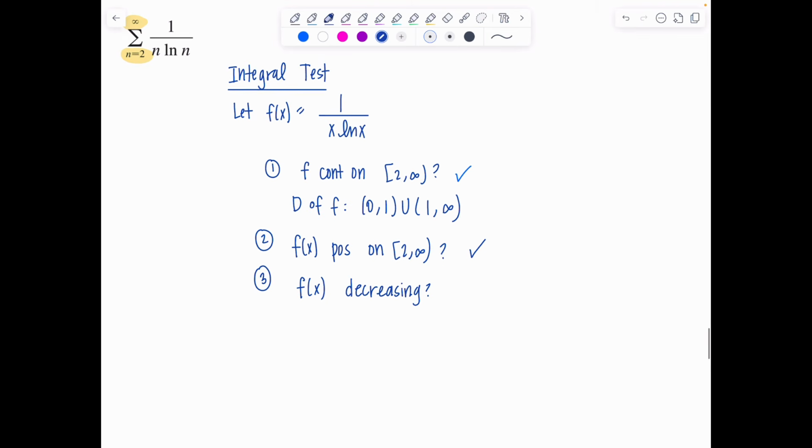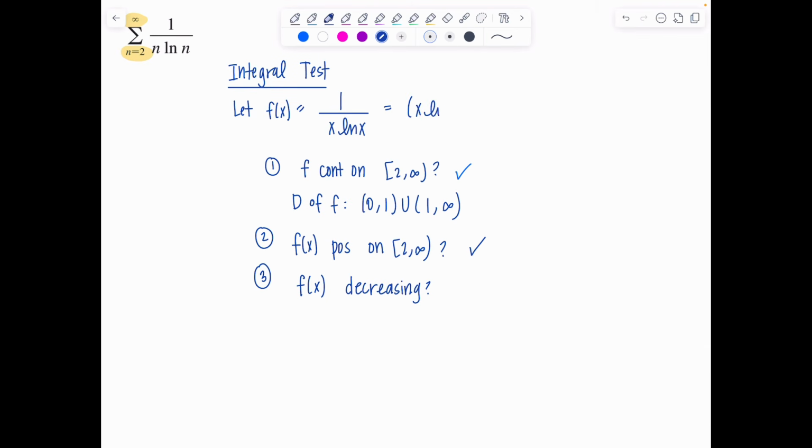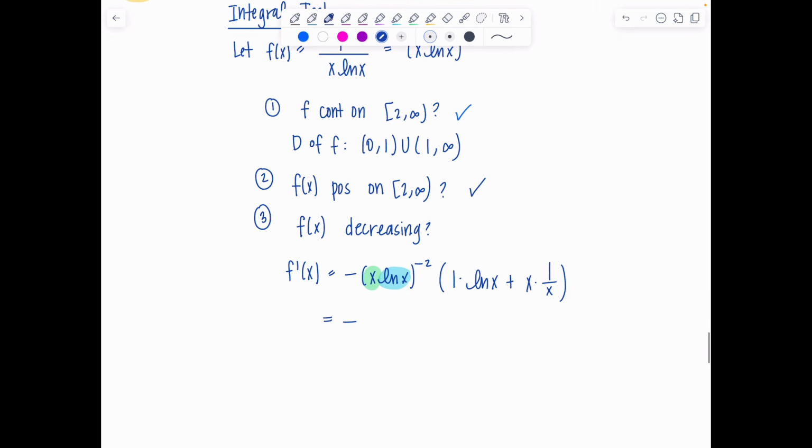Oh, for sure. So remember, this is x ln of x to the negative first. So I'm going to do chain rule. F prime of x is negative x ln of x to the negative second. And then derivative of the inside requires product rule. Yep. So derivative of x is 1. Leave ln of x alone. Plus leave x alone. Derivative of ln of x is 1 over x. So this is going to be negative, ln of x plus 1 over x ln of x squared.